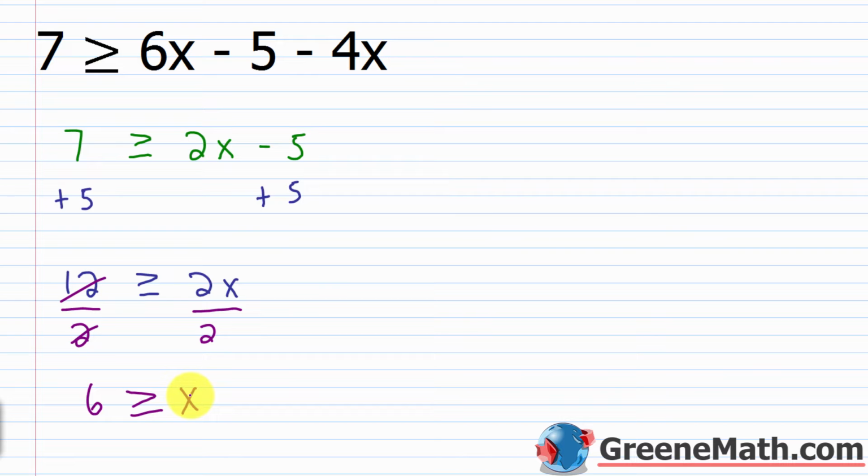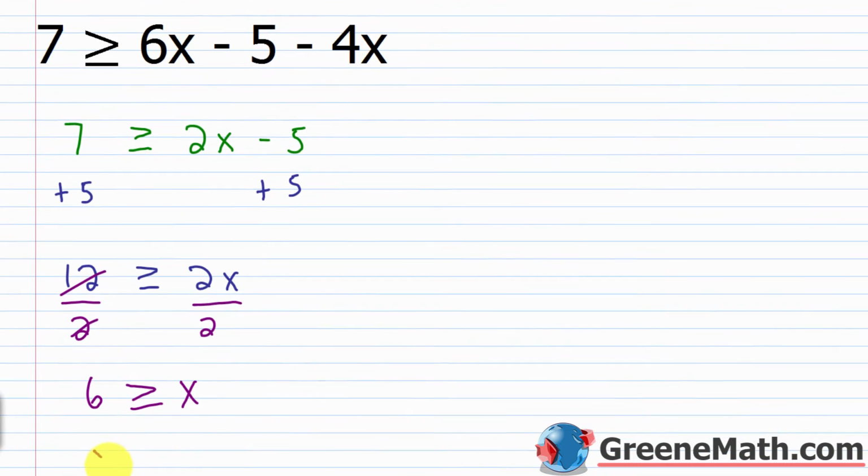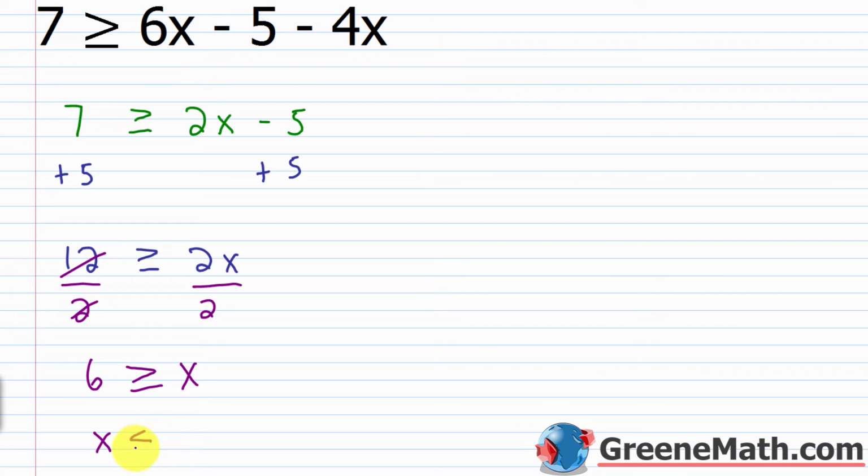Now, typically, I like the variable to be on the left. And I think it makes it easier when we start graphing and using interval notation. So to flip it, if your symbol is pointing to x, that means x is less than or equal to 6. These are the same. 6 is greater than or equal to x, or x is less than or equal to 6. It's just easier to read this because typically we read from left to right.